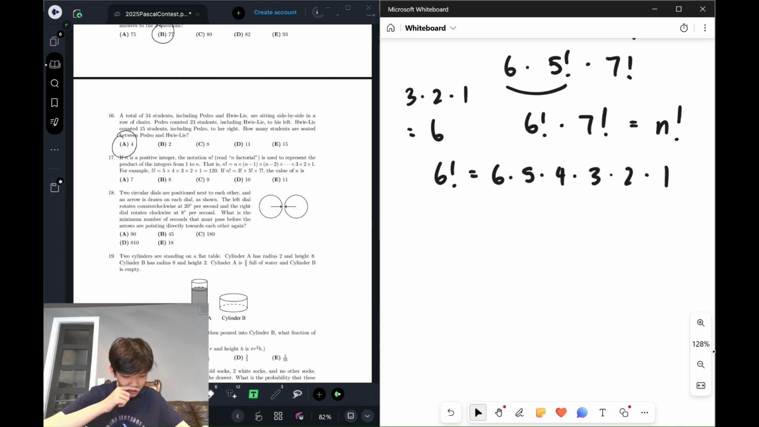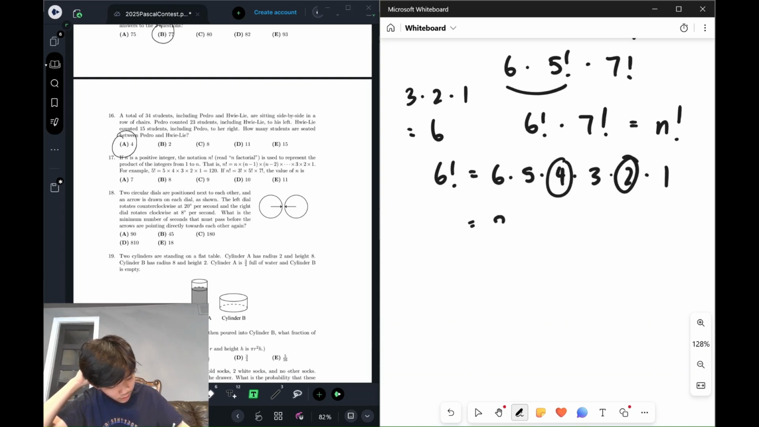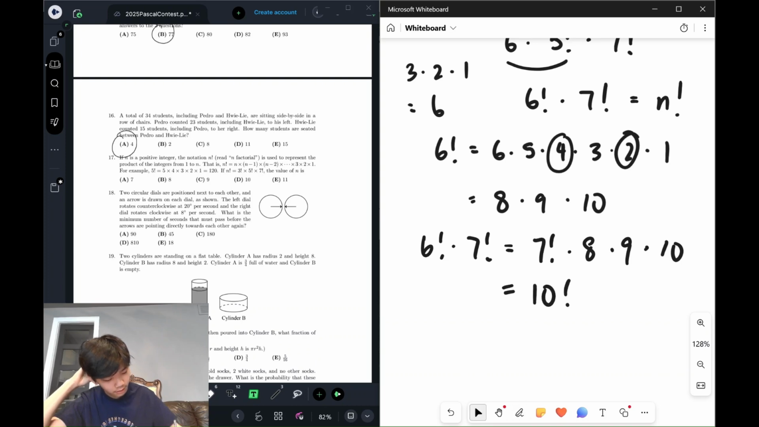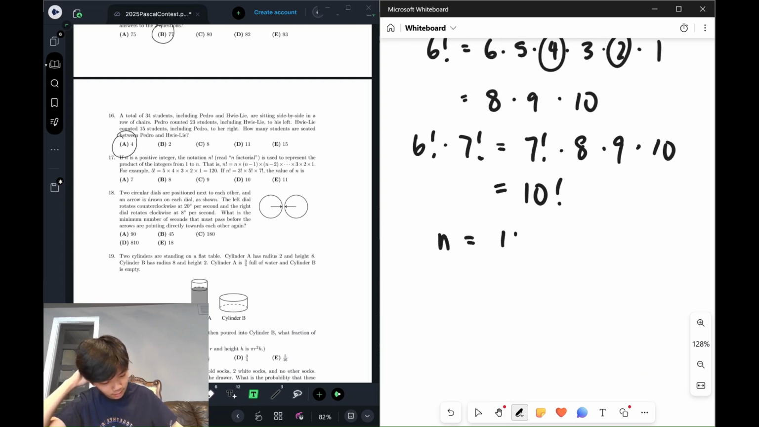And we want to group these numbers to somehow get a bigger factorial when combined with 7 factorial. So the next number you have to multiply to 7 factorial would be 8 and then 9 and then 10. So let's see how we can group these. We can get 8 using the 4 and the 2. And then 6 times 5 times 3 is 30 times 3, which is 90, which is equal to 9 times 10. This means that 6 factorial times 7 factorial is going to be equal to 7 factorial times 8 times 9 times 10, which is going to be 10 factorial. Therefore, we get that n equals 10.